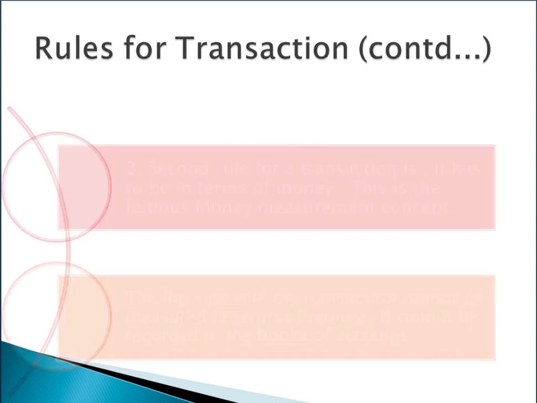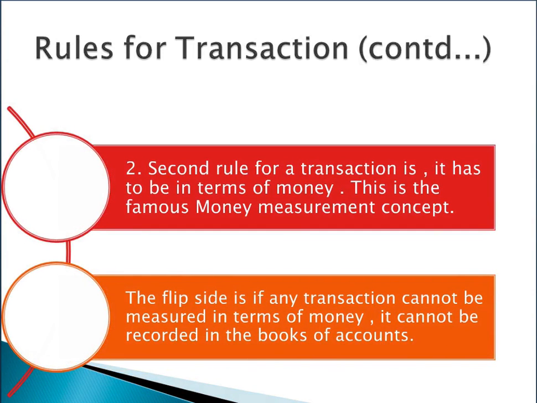Now there is a second rule for a transaction. It has to be in terms of money. This is the famous money measure concept. Every transaction has to be reduced in terms of money. So if it cannot be reduced in terms of money, it cannot come in our accounts. Accounts is measured in terms of money. So this is the flip side. This is called money measure concept.